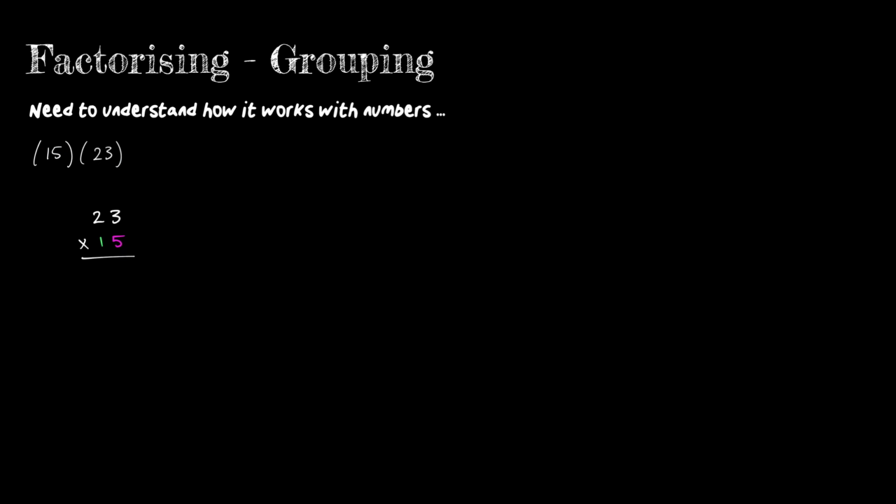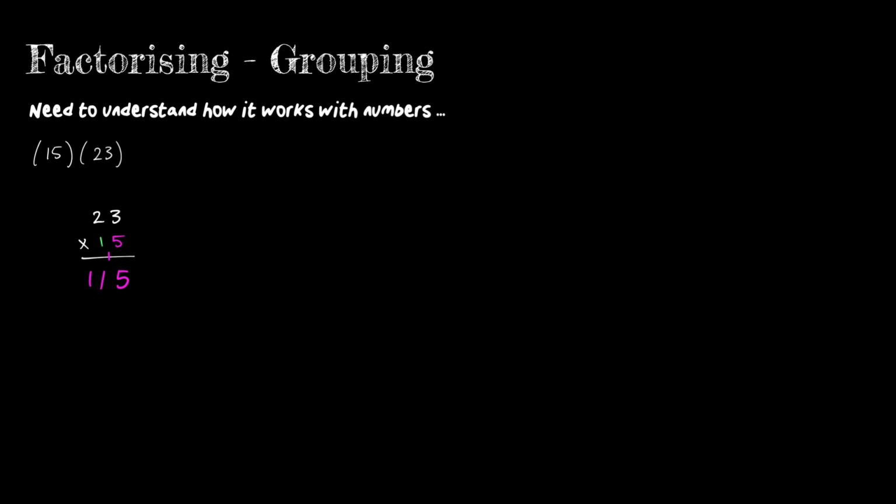So 15 times 23. If we're going to multiply this out, typically what we do is we multiply the 5 by everything first, and then we multiply the 10 by everything. Okay? So 5 by 3 gives us 15. 5 by 2 gives us 10. 10 plus 1 gives us 11.